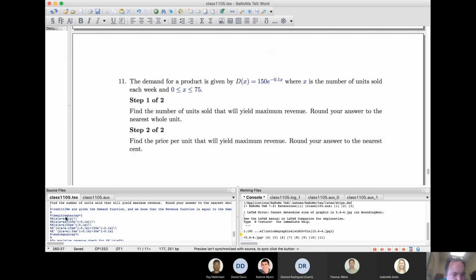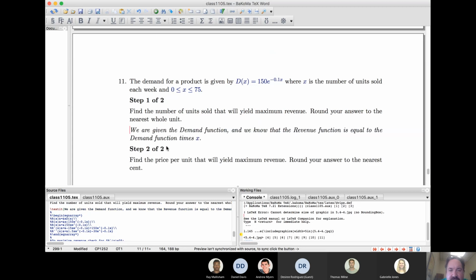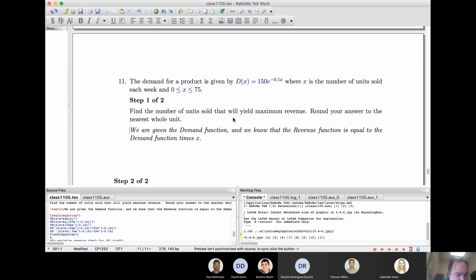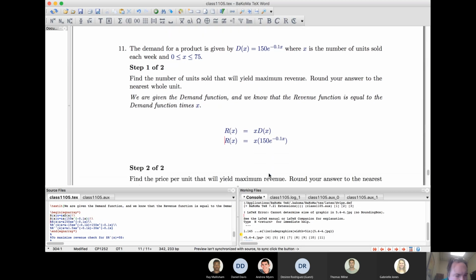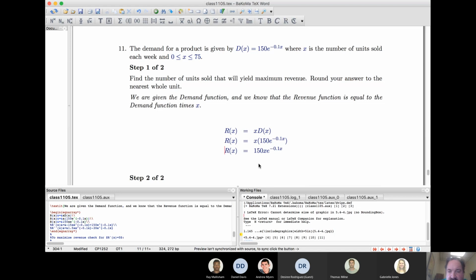So we need the revenue function. You have to remember, for revenue, we have to multiply this by x. So here we have price per unit times x, the number of units, that equals the total revenue. All right, so then we just fill in what the demand function is here. And just the way it's customarily written, not a big deal, but this is the revenue function.